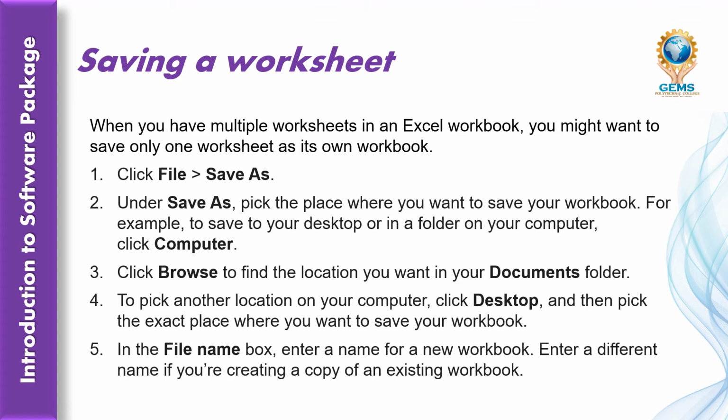For example, you save to your desktop or in a folder on your computer. Click Computer. So click Browse to find the location you want to save in. You want to save in your Documents folder. So pick another location on your computer, click this Desktop, and then pick the exact place where you want to save your workbook. In the file name box, you can enter the file name for your new workbook. So enter a different name if you are creating a copy of an existing workbook.